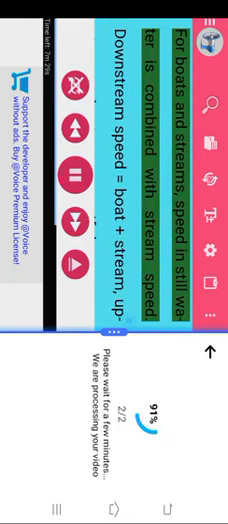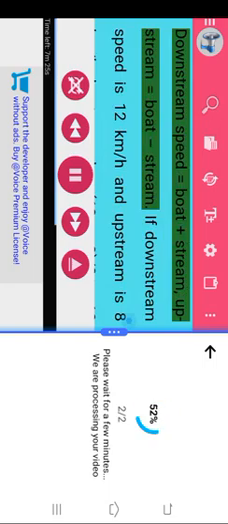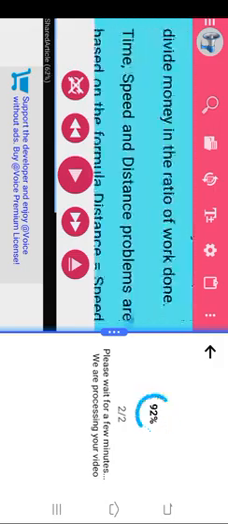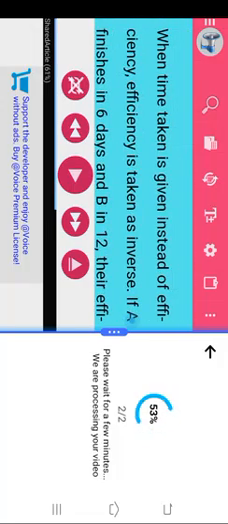For boats and streams, speed in still water is combined with stream speed. Downstream speed equals boat plus stream, upstream equals boat minus stream. If downstream speed is 12 kilometers per hour and upstream is 8 kilometers per hour, boat speed equals (12 plus 8) divided by 2 equals 10 kilometers per hour. Stream speed equals (12 minus 8) divided by 2 equals 2 kilometers per hour.